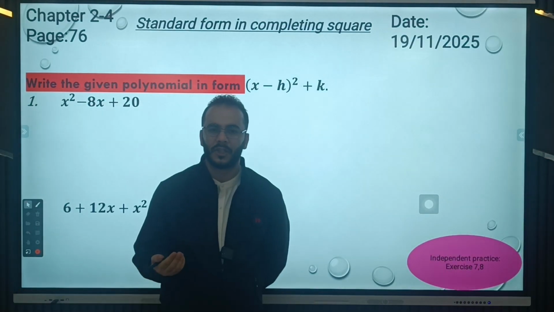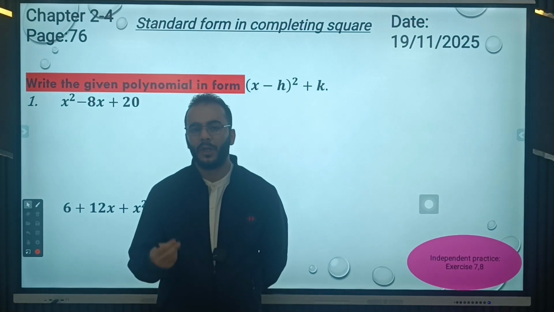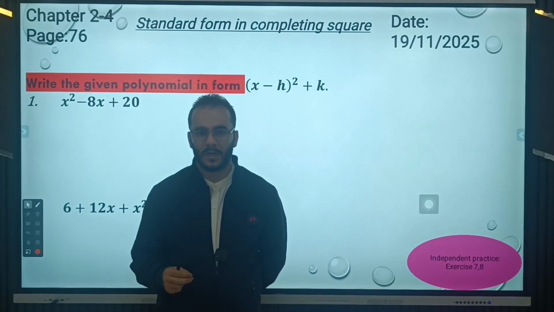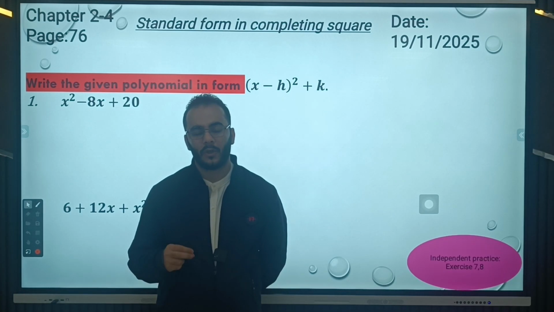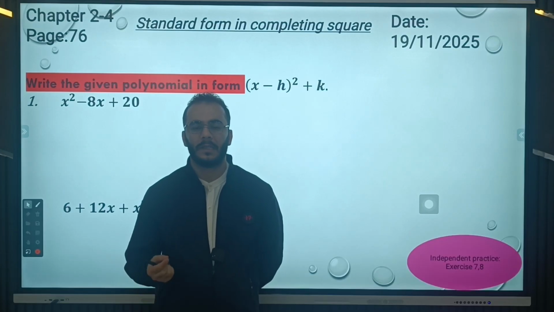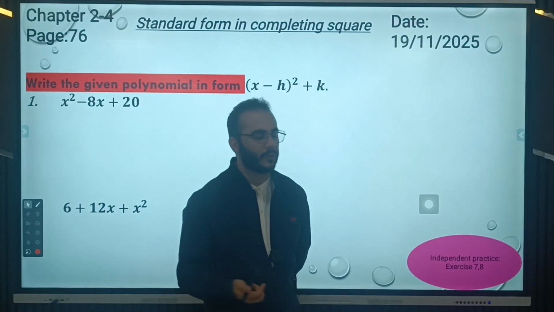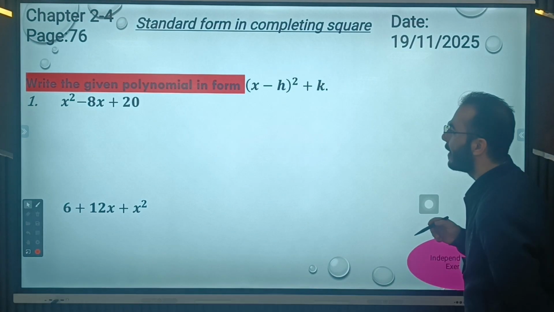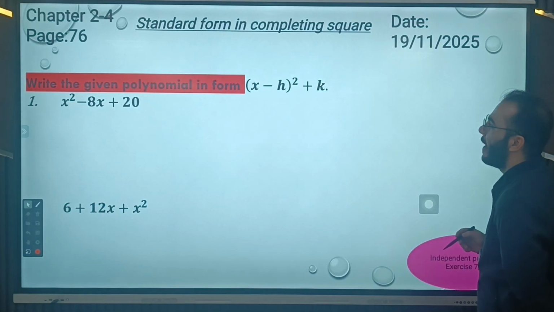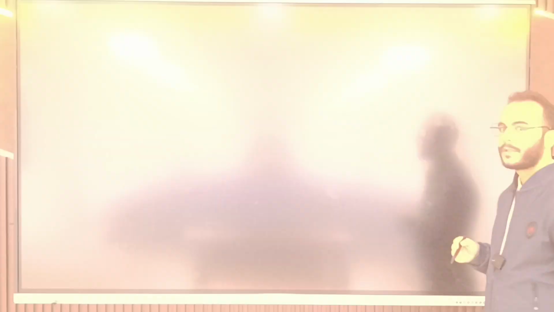That was about the standard form. How we need to convert a quadratic equation from the general form to vertex form, or let's say standard form according to the book.